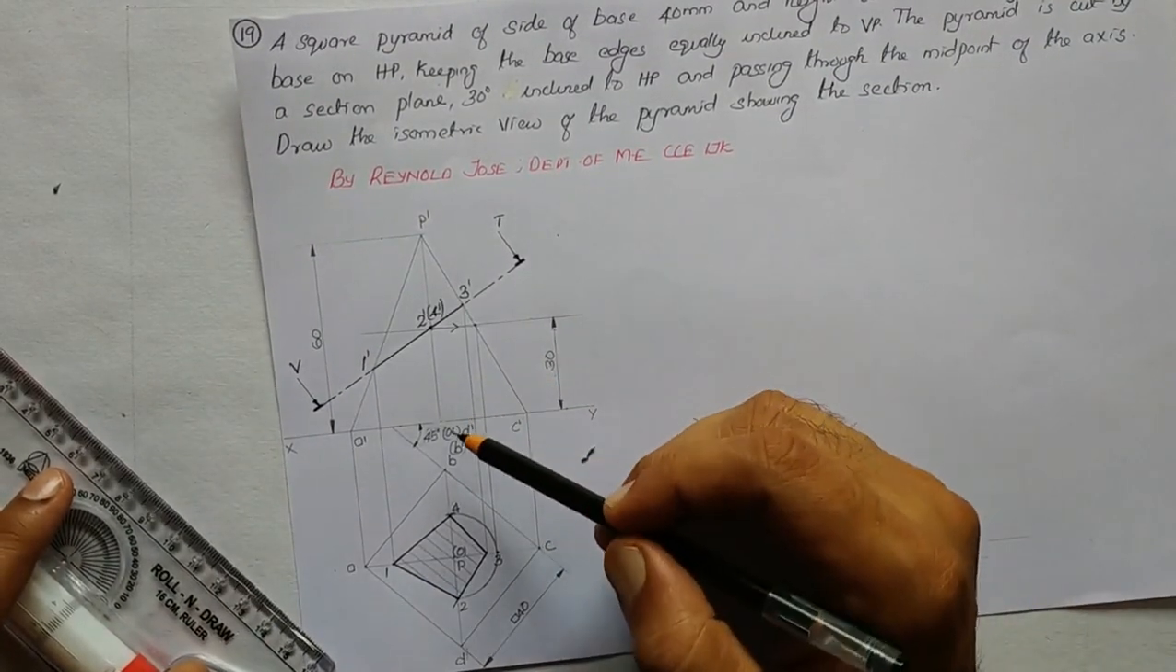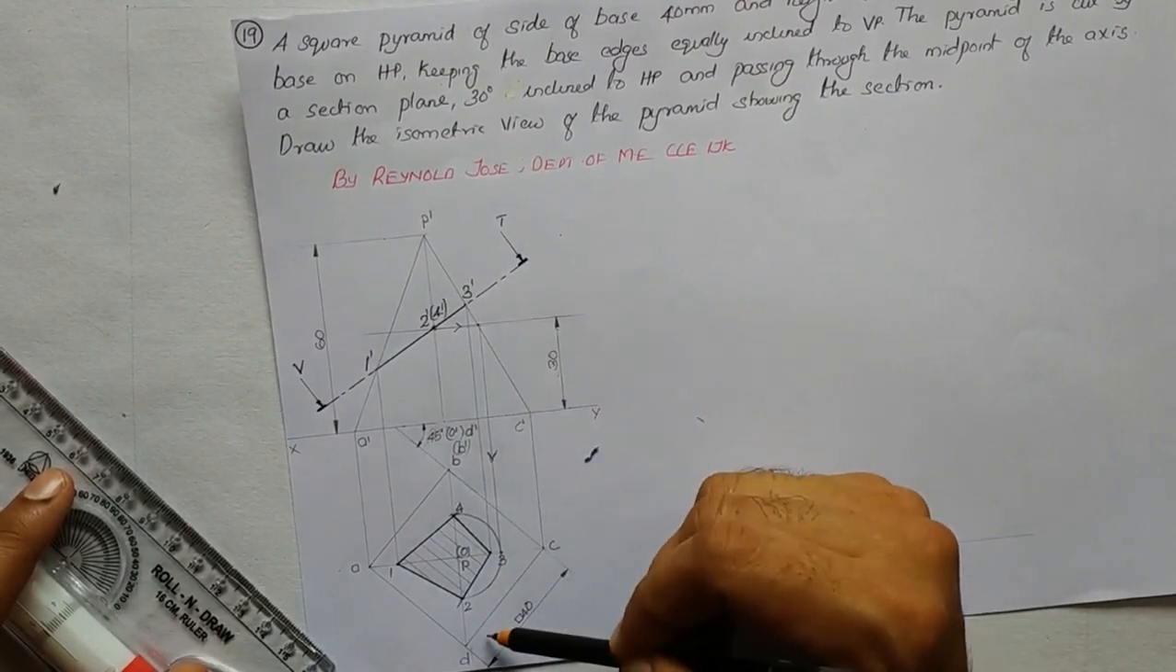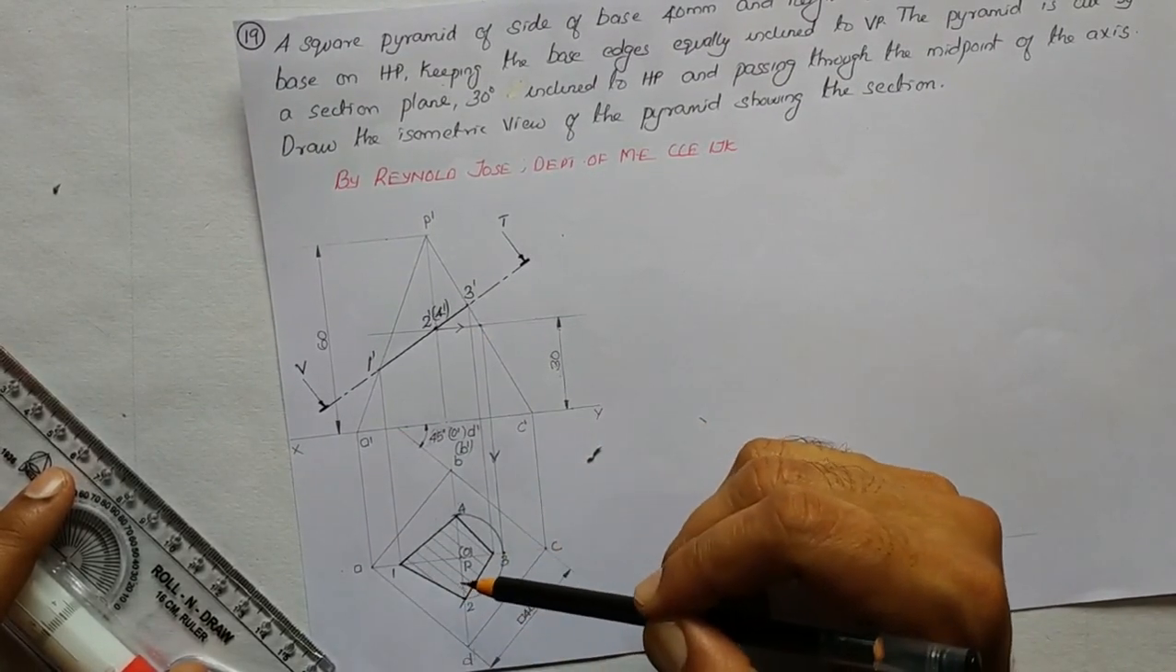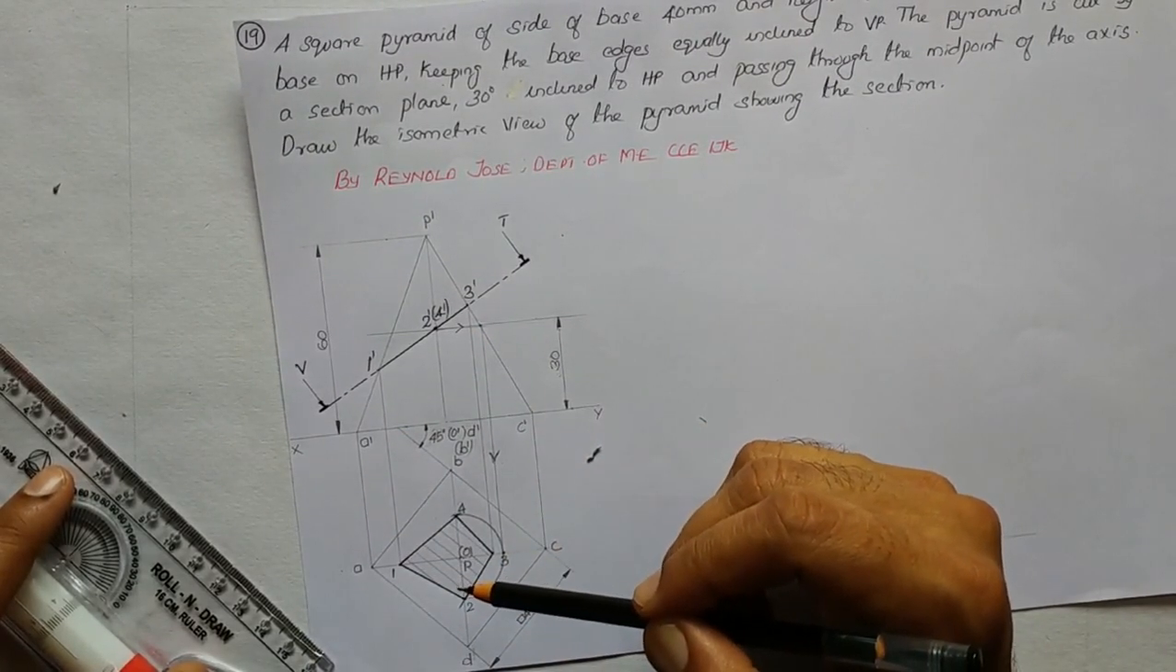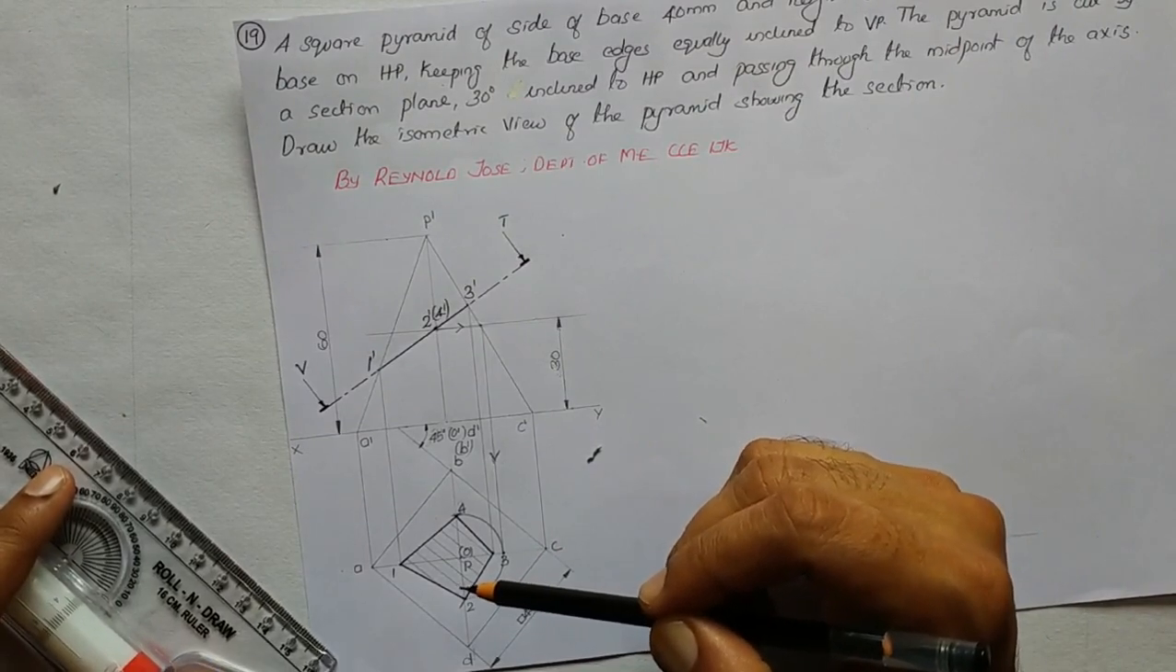Now we shall mark the remaining edges in the front view and top view. Please go through the procedures that are mentioned in Module 3, Section and Development of Solids.